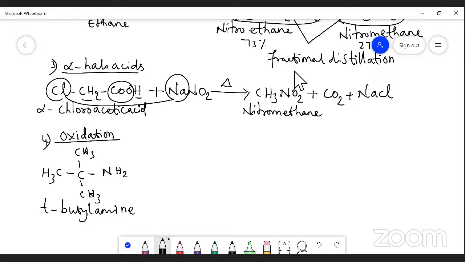So if you take an oxidation, this oxidation will be performed. That is, oxidation is nothing but we are going to take oxygen. But this reaction is carried out in the presence of the strongest oxidizing agent, KMnO4, potassium permanganate. Now what happens? This amine group is converted into a nitro group.